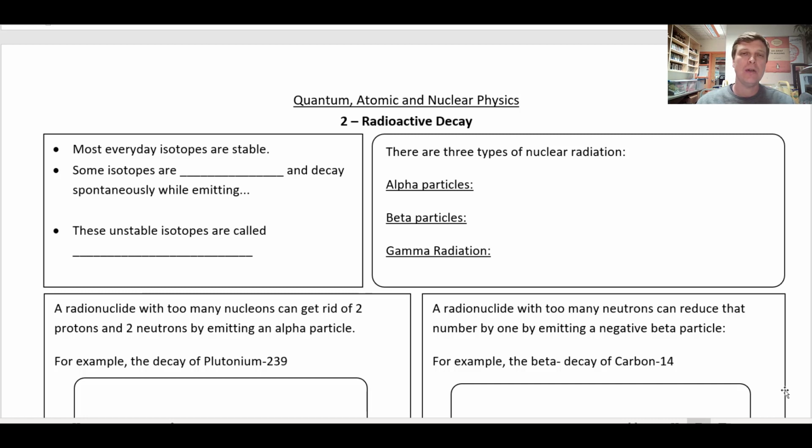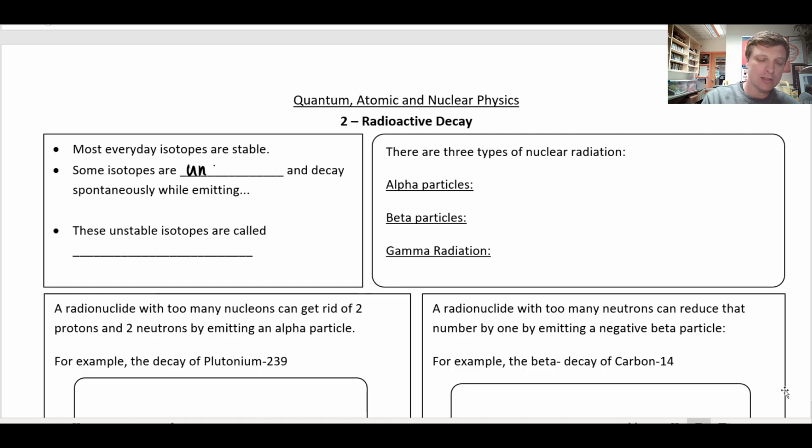So we talked about atoms and isotopes in the previous video, and what we learned is that atoms can come in different varieties, and different numbers of neutrons produce different isotopes. Now, most of the atoms that we interact with are stable, which is to say they are going to last a very, very long time, many of them longer than the life of the entire universe. But some isotopes are unstable.